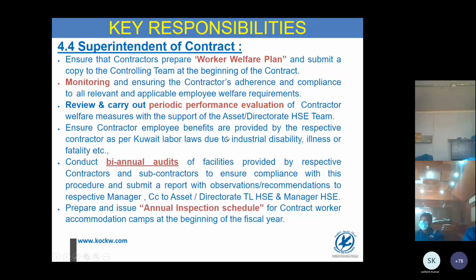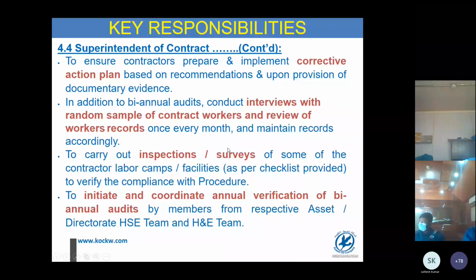And let's continue with the very important responsibility of the superintendent of contract, who will be responsible for obtaining the contractor worker welfare plan and monitoring and ensuring the contractor adherence, periodic performance evaluation, doing the biannual audits, as well as preparing and issuing the annual inspection schedule. So these things will be the focus of the superintendent of contract, and you will also be focusing on the corrective action plan and interviews with a random sample of the contractor workers during the audits, because we want to know whether what the contractor is submitting is correct or not.